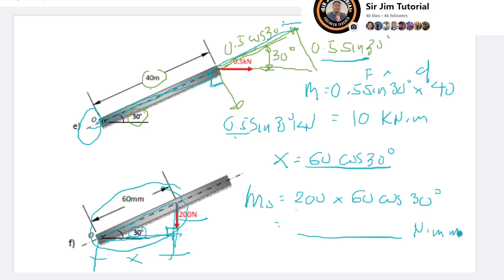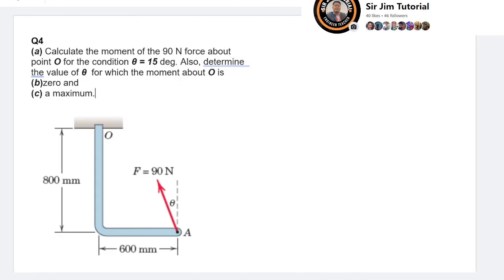Now, if you are going to divide by 1000 millimeters to make it meter, so meaning our answer, if you use your calculator, that becomes 10.39 Newton meter. Take note that 1 meter is equal to 1000 millimeters. Okay, so I hope you get it. Now you have this.